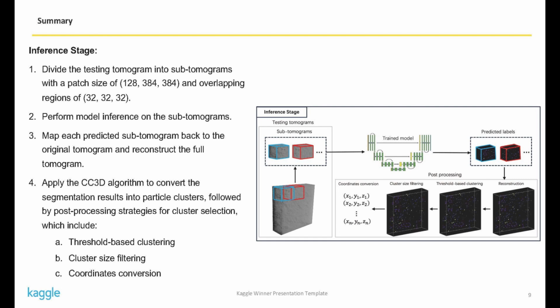Moving on to the inference stage, we divided the test tomograms into subtomograms with a size of 128 times 384 times 384, and overlapping regions of 32 times 32 times 32. Each subtomogram was then processed by the model. After inference, we mapped the predicted subtomograms back to the original tomogram and reconstructed it. We used the CZII algorithm to convert the segmentation results into particle clusters, followed by post-processing strategies, such as threshold-based clustering, size filtering, and coordinate conversion.